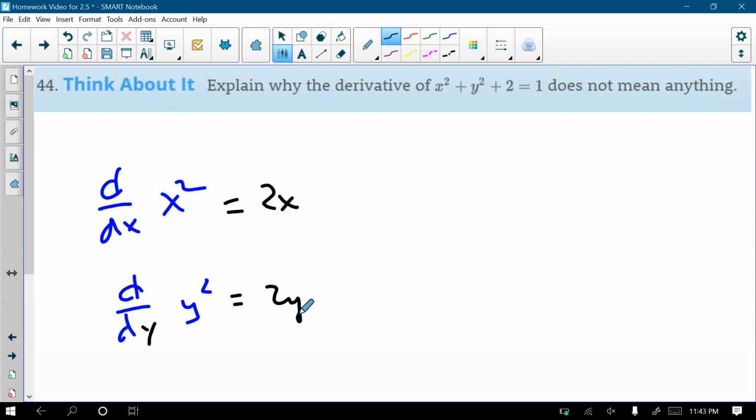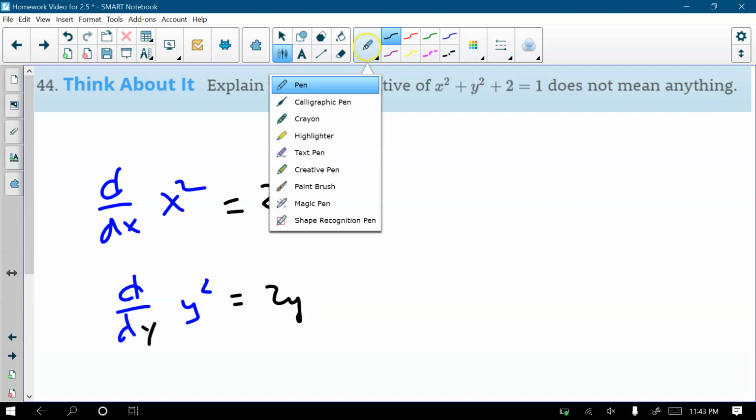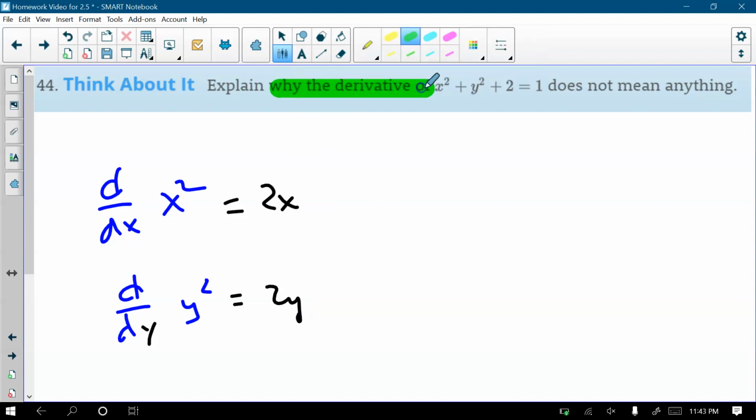But when you say take the derivative, and you don't identify with respect to what, you have no idea what it means. Do you want the derivative with respect to x? Do you want the derivative with respect to y? Do you want the derivative with respect to time? Because when we have more than one variable in the equation, when the equation is implicit and not explicitly solved for a single variable, then we have no idea what you actually mean when you say take the derivative.